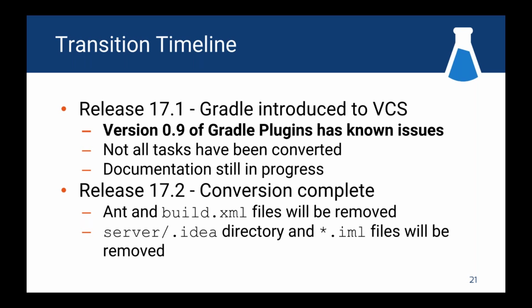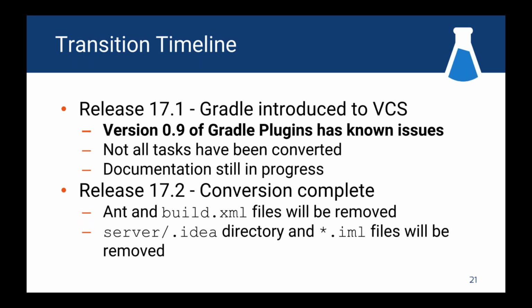So just a reminder of the transition timeline. In release 17.1, we introduced Gradle into our version control, and it used version 0.9 of the Gradle plugins, which, as I mentioned, has some known issues. It's mostly functional, but not everything that I've shown you here today will work. And also, not all of the tasks from Ant had been converted in the 0.9 version of that plugin jar. And documentation is there, but it's still in progress, which I guess is always true.